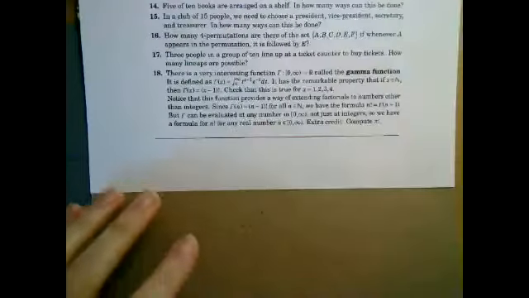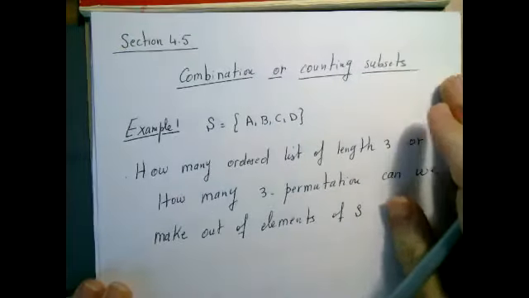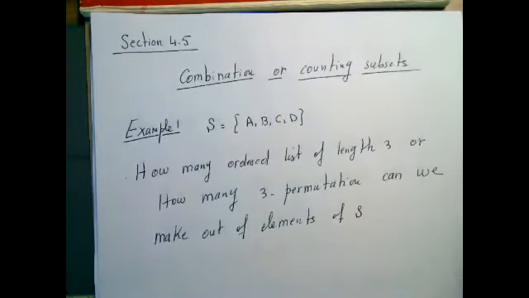Okay, so today we keep, of course, along the same line. Today we're going to drop the order. We're going to consider situations where the order does not interfere. So combination, or counting subsets. The book calls it counting subsets, and a lot of other books call the idea combination.